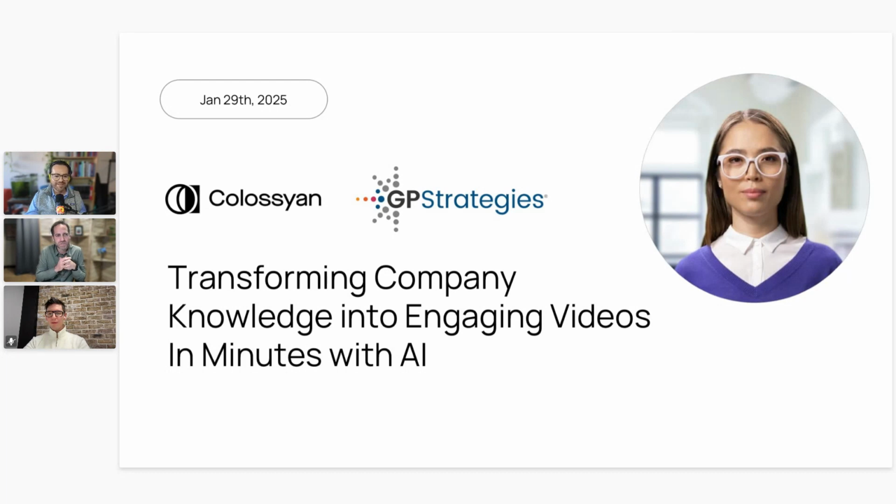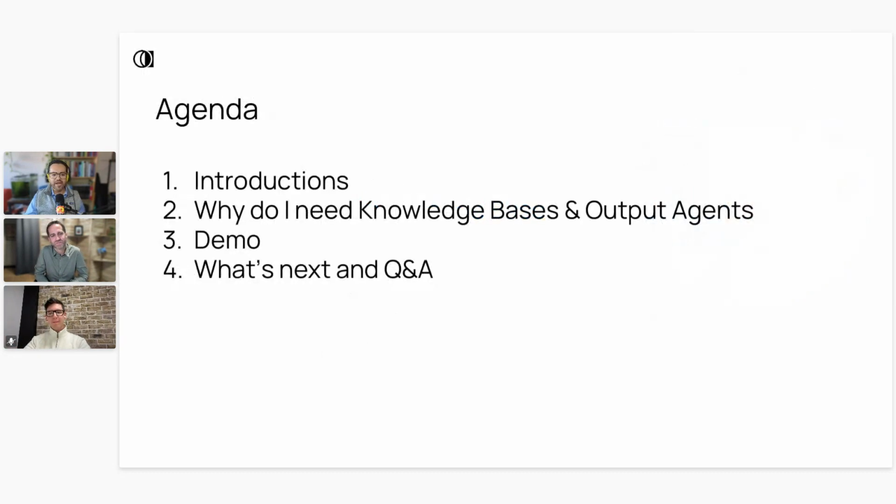I'm excited to kick off this webinar. This is a very special webinar where we're going to be doing a live demo with our partners at GP Strategies, where we're going to be demonstrating how you can transform knowledge into engaging videos in just minutes with AI. And so just a quick agenda. We're going to go through some introductions. We're going to cover why you need knowledge bases and output agents, what those things are. We're going to go into our live demo, and we're going to have time for questions at the end.